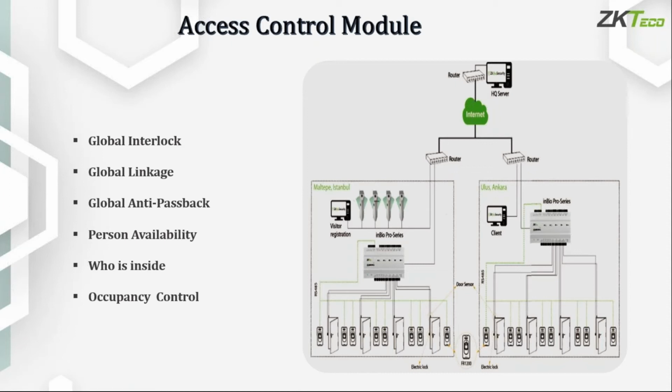Similarly, in the advanced option, we can know how many persons have accessed that door, plus how many persons are occupying that specific room. With occupancy control, if we set the limit, say a group of 10 people in that particular room, and an 11th person tries to enter the room, they will not get access with the help of this occupancy control.